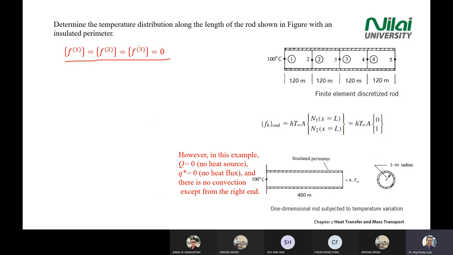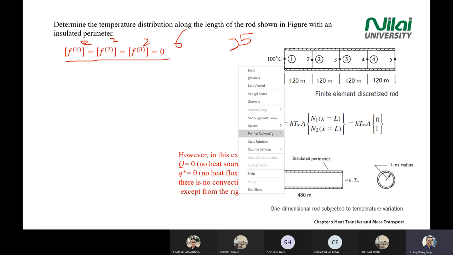However, in the exam, if this kind of question comes out, you're getting 3 elements, each giving you 2 marks. So that's 6 marks already. The full question is 25 marks. You just write 0 and get 6 out of 25. It's quite a high bonus mark there.